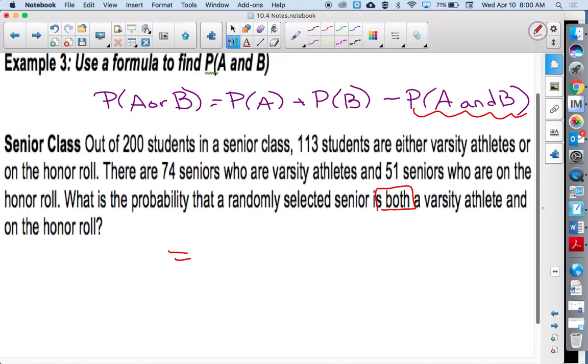So just starting with the probability of A or B, do they give us any information about it being one or the other? Maggie, do they give us any information about being one thing or the other? Either varsity or honor roll? Yeah, how many students are either on varsity or honor roll? 113. So 113 students are either a varsity athlete or they're on honor roll. So that probability would be 113 out of the 200.